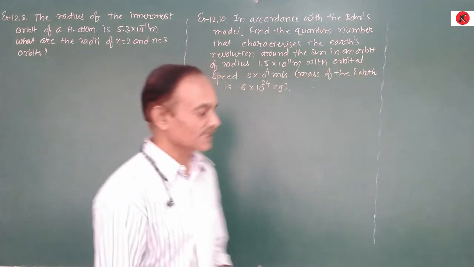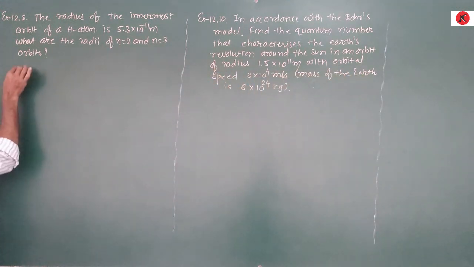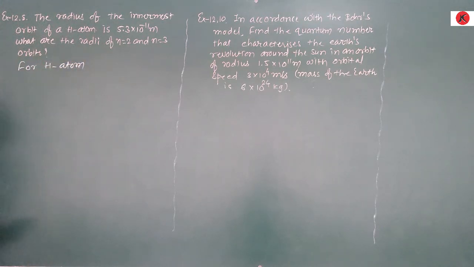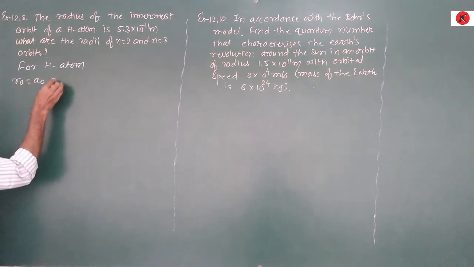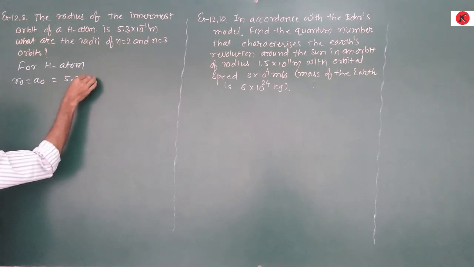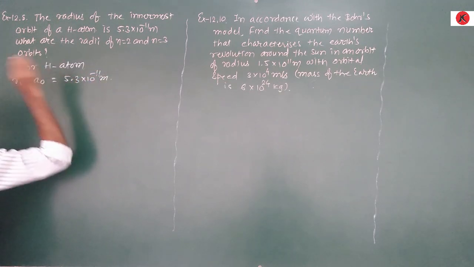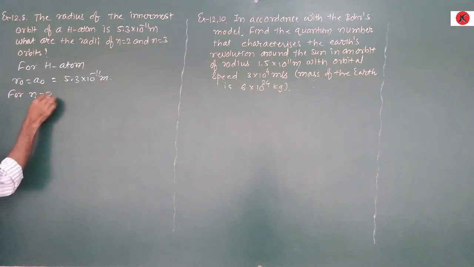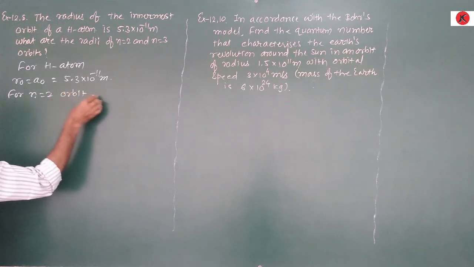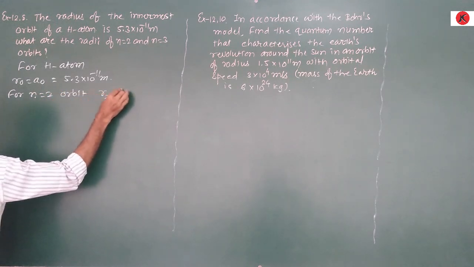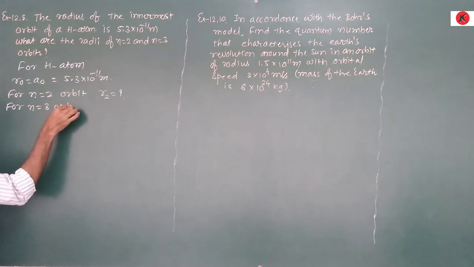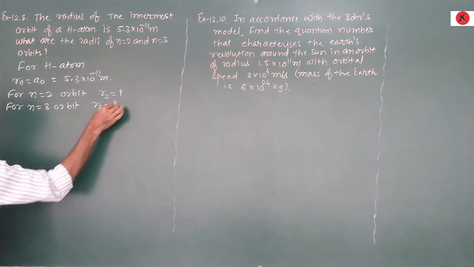Now here, for the hydrogen atom, the Bohr radius is given. Bohr radius R0 is equal to a0 is equal to 5.3 into 10 to the minus 11 meter is given. Now we have to find out for n is equal to second orbit, what is the radius, R2 we have to find out, and for n is equal to third orbit, we have to find out the radius of third orbit.